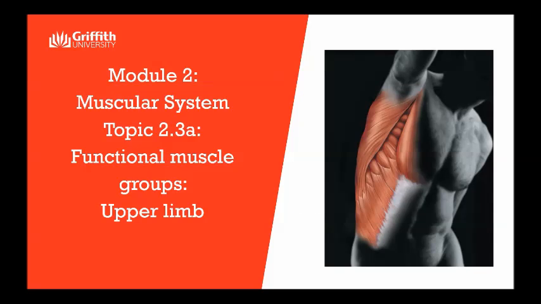Welcome back to Module 2 of 1016 MSc, the muscular system. This is topic 2.3, functional muscle groups of the upper limb. Now is the time to open your workbook to Module 2, topic 2.3, and see if you can start to answer some of the questions that relate to the content covered during this mini lecture.